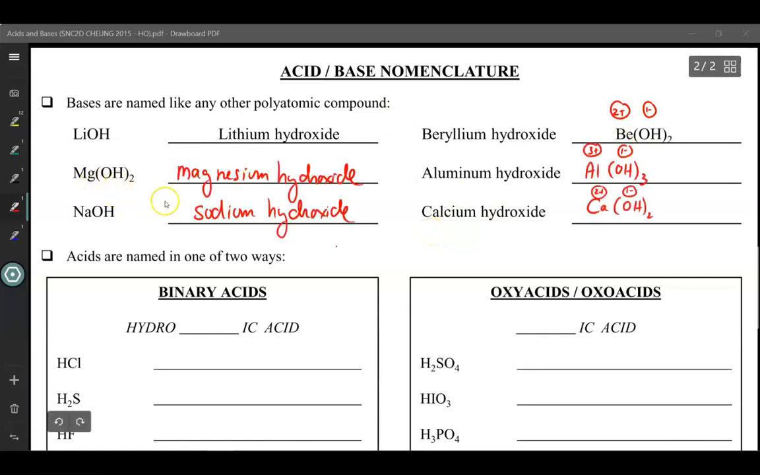Alright, so Mg(OH)2, magnesium hydroxide, NaOH, sodium hydroxide, aluminum hydroxide. Make sure you remember that aluminum has a 3+ valence charge, so when you zero sum, I need 3 of these hydroxides. Don't forget to keep the brackets on over here because we're referring to 3 hydroxides and not just 3 hydrogens, so the brackets are necessary. And finally, calcium hydroxide. Calcium has a 2+ charge, so when I zero sum, I'm going to need 2 of these hydroxides in order for this to zero sum properly.